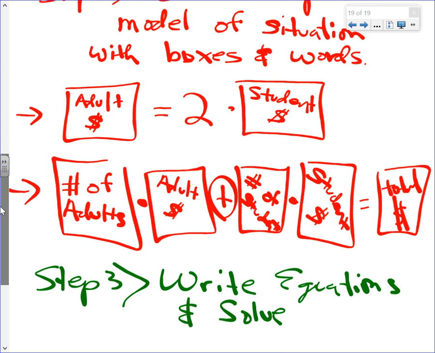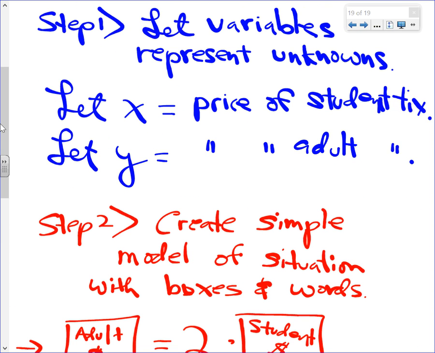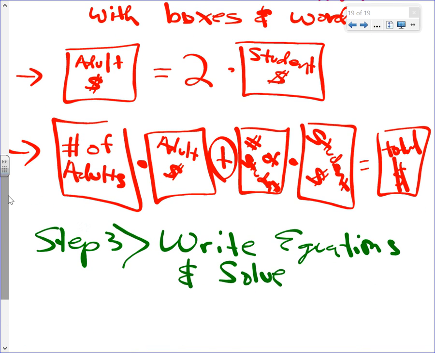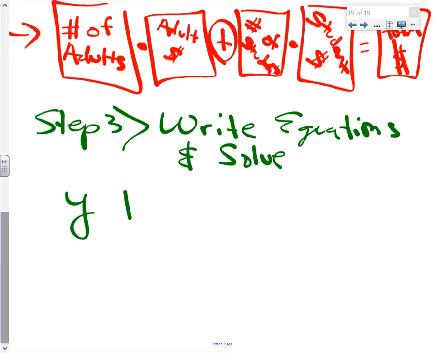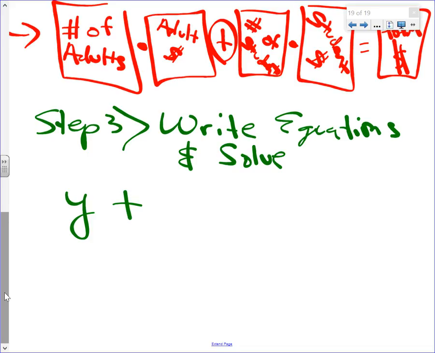Look at the first equation, it's the first model. What is the adult price? Y. Remember we let Y equal the price of the adult ticket. So for the first equation, instead of writing that box, I'm going to replace the adult price of a ticket with what we allowed the adult price to be. Y. Look at Y equals, stay with me.